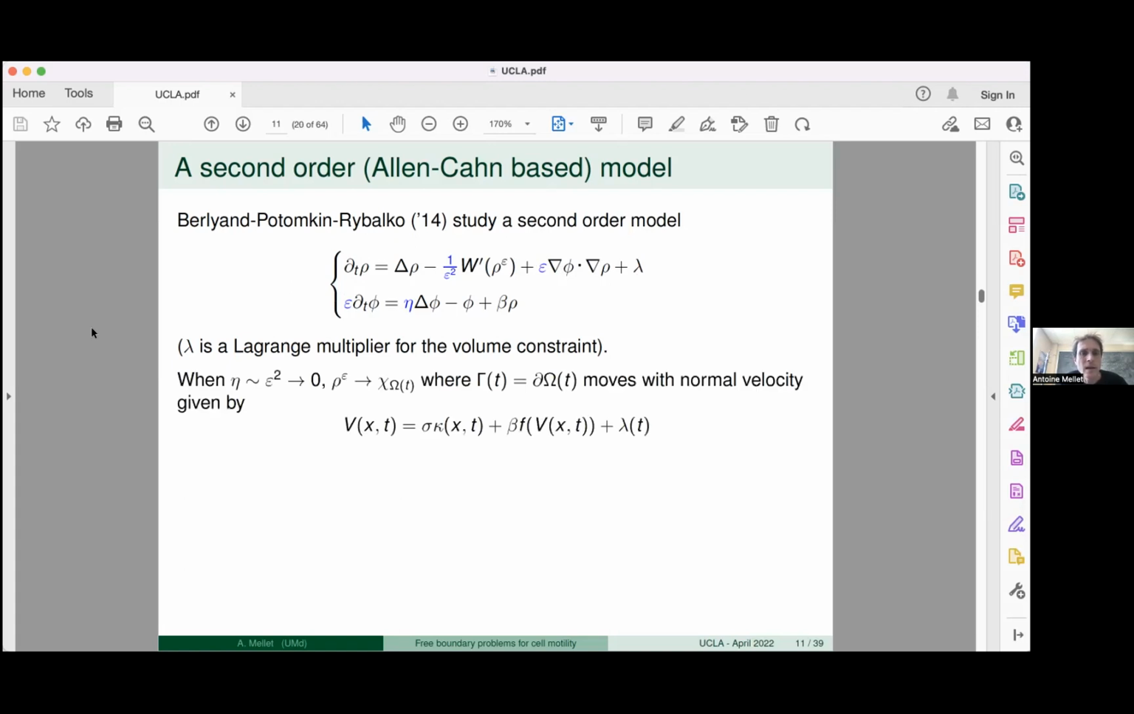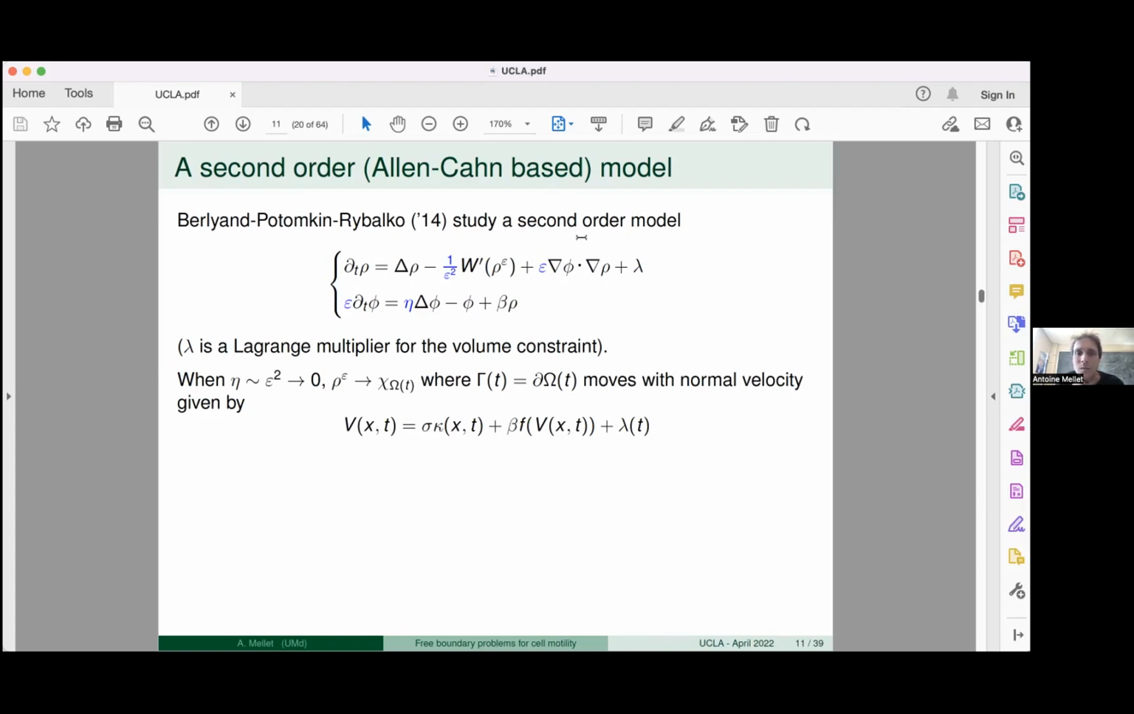Now, the second-order equation does not preserve the mass, so they add a Lagrange multiplier for the volume constraint. And what they prove is that when eta is of order epsilon squared and epsilon goes to 0, those two things combine in a nice way. So, Allen-Cahn type limit, right? In the limit you get the mean curvature flow, not Hele-Shaw.